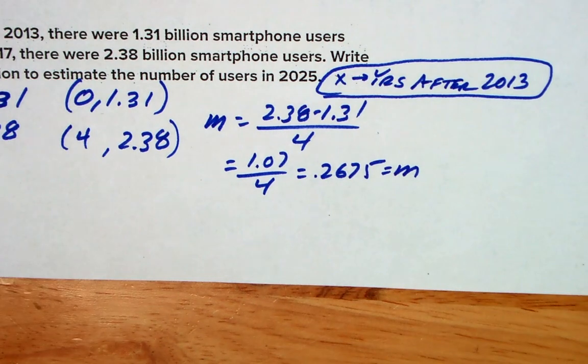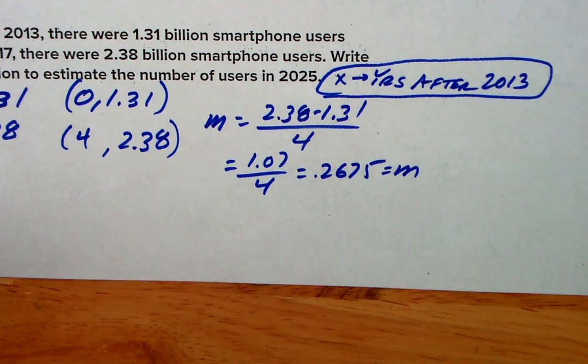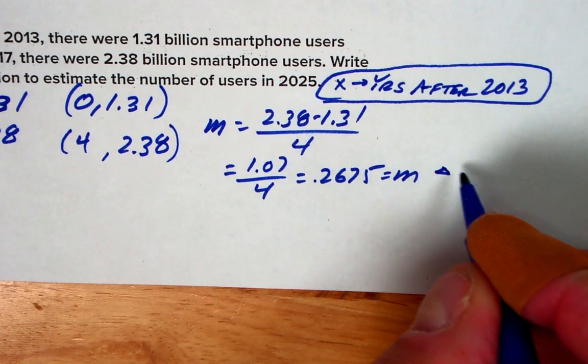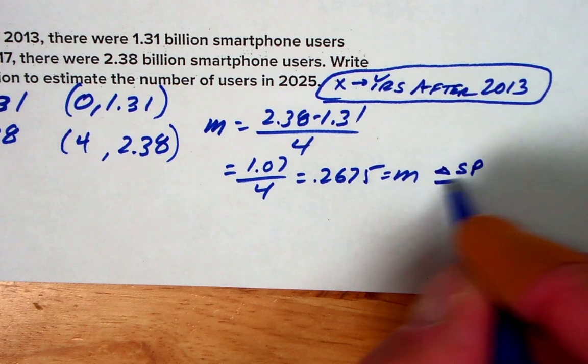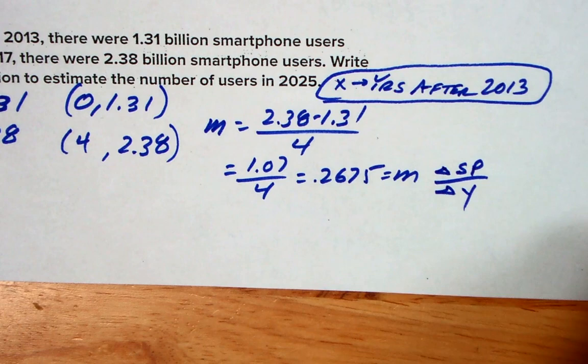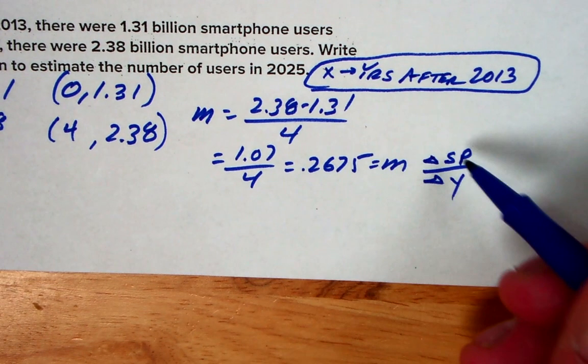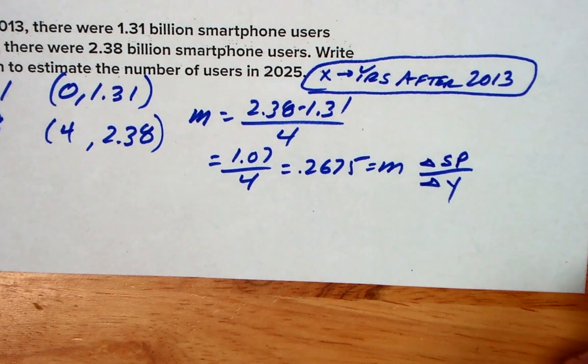But before we go any further, what does that mean? 0.2675 what? People? Smartphones, users of smartphones each year. Because this is the change in smartphones over the change in years. So it's 0.2675 billion smartphones every year.